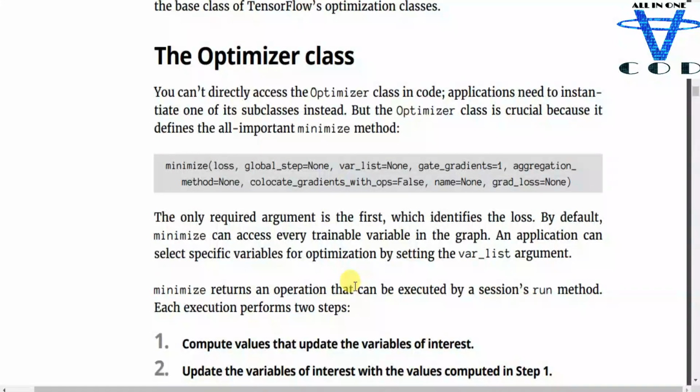You can't access the optimizer directly in your code. You need to instantiate one of the subclasses instead, but the optimizer class is crucial because it defines the all-important minimize method. Now what is the minimize method? Now let's jump into the code section.